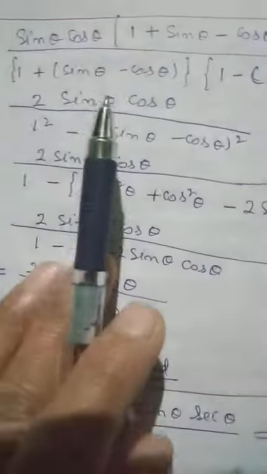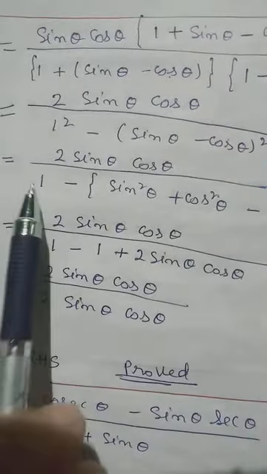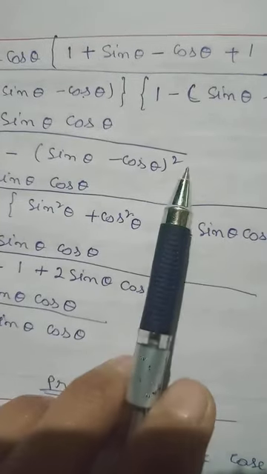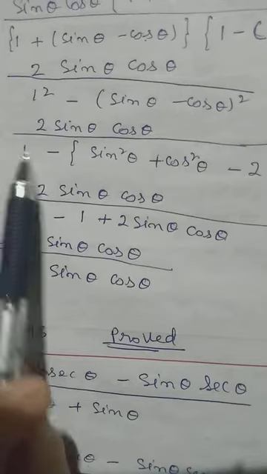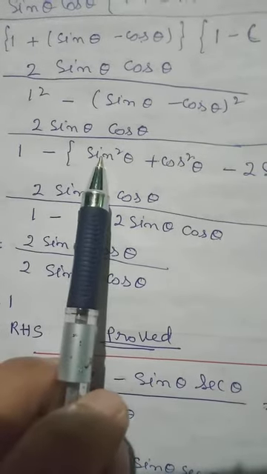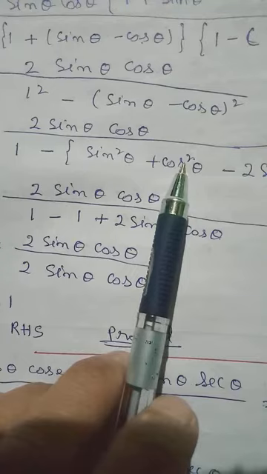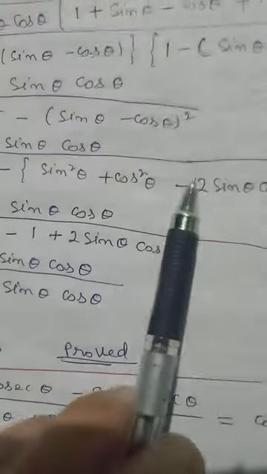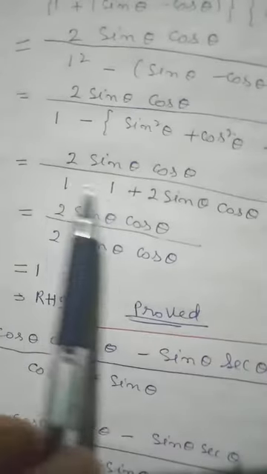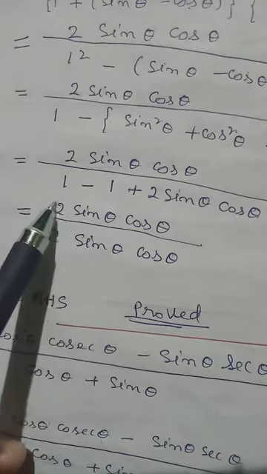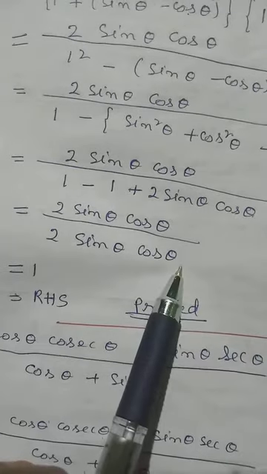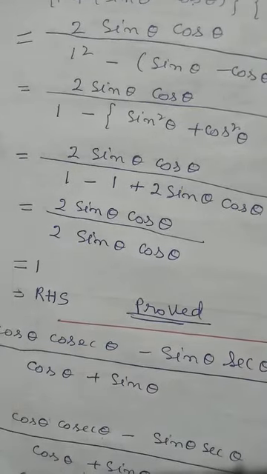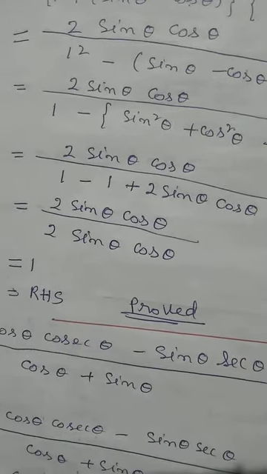Then numerator we cannot do anything, let it be there. Here 1 into 1 will be 1. Now here we can apply a minus b whole square. So it will be a square plus b square minus 2ab. Then numerator, let it be there. Here 1. Then here we know sine square plus cos square, from identity, will be equal to 1. So minus into plus will be plus. Then minus into minus here will become plus. So 1 minus 1 becomes 0. So we are left with 2 sine theta cos theta over 2 sine theta cos theta, same quantity. So it will be equal to 1, which is equal to the right hand side.